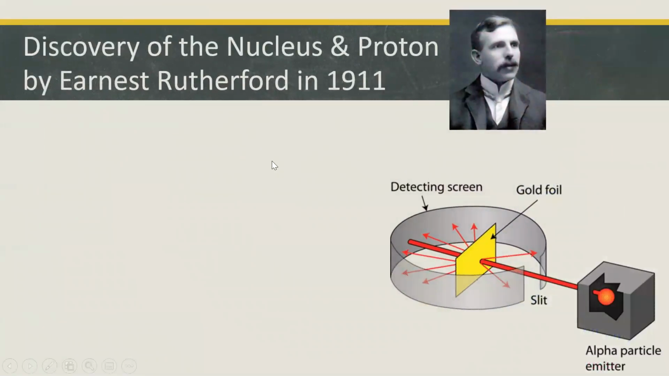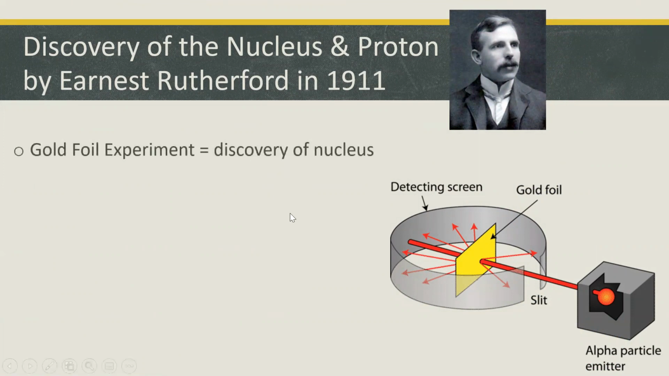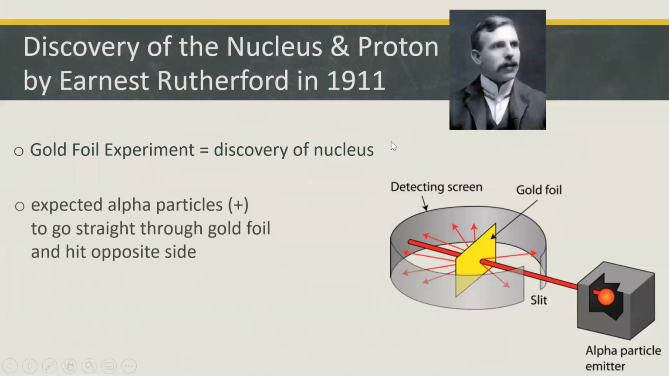Okay, so after the discovery of the electron, Ernest Rutherford discovered the nucleus and officially the proton in 1911. He used the gold foil experiment to discover the nucleus and in turn the proton officially. He expected these alpha particles, which he was shooting through this gold foil, they were positive, to go straight through the gold foil and then hit the opposite side of this detector and once again light up. Gold foil is just like aluminum foil, but made of gold. Gold is non-reactive. That's why he used it.